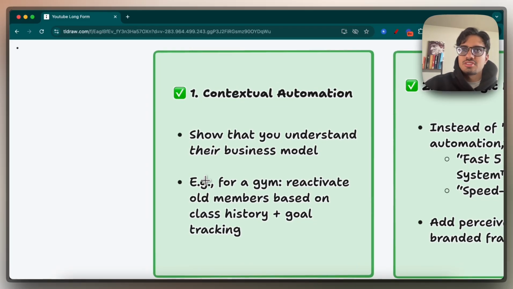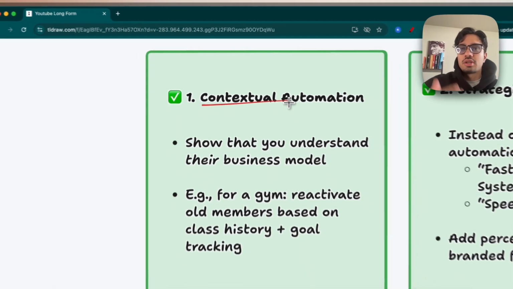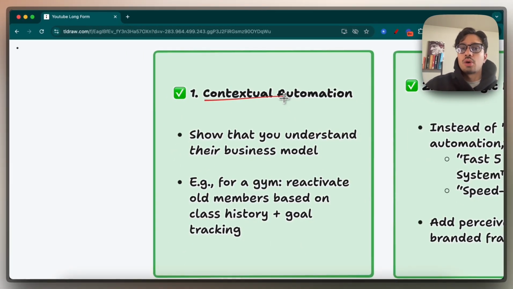Of course, you can't just sell the same plug and play automation to a dentist, to a roofer, to a barber, to an online Instagram coach. There has to be context around it. So you need to understand their business model, what kind of leads they're dealing with, what outcomes they want.